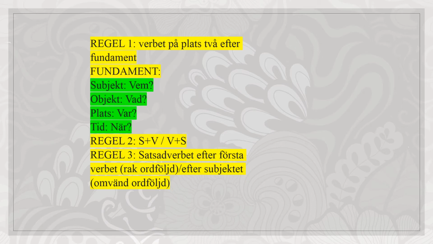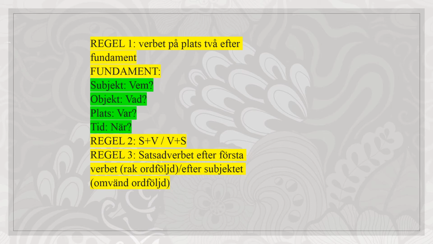Whenever these are the question words, vem, vad, var, när. Vem means whom, who, and vad is what, var, where, när, when. So whenever the question will be who, vem, then the answer will be in the subject form. And vad, object, what is object, var is for place, när is for time, when.